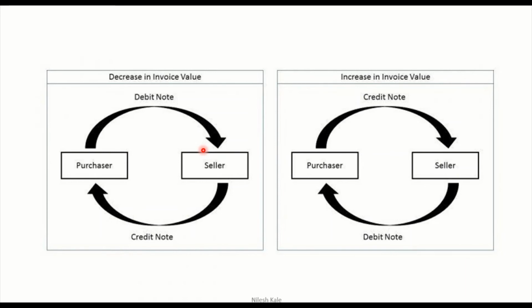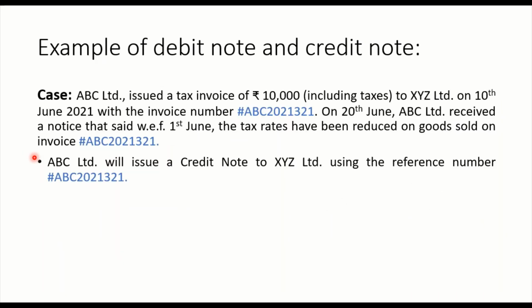This is what you have to understand. If you have still not understood, I have brought one question over here. This question will clear all your doubts. ABC Limited issued a tax invoice of rupees 10,000 including taxes.